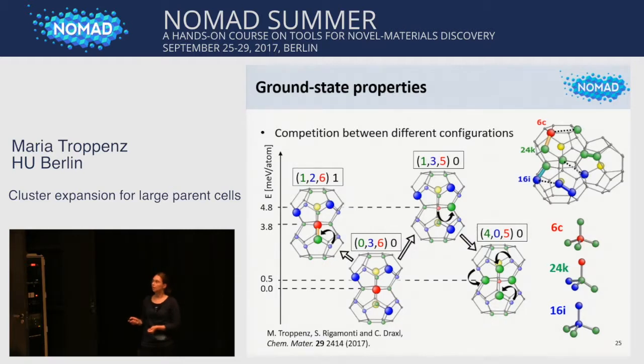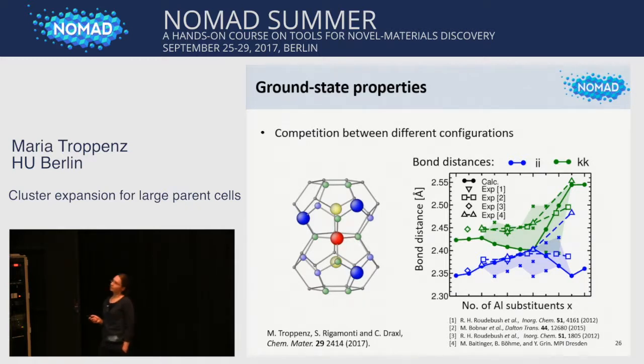Another possibility is to move out the aluminum atom from the 6C position and put it into a 24K position. That also costs some energy, which is 4.8 MeV per atom, but at the same time we can retain or regain this energy by moving the atoms which sit at the 16I positions to the 24K positions, and then we obtain by this simultaneous move a quasi-degenerate state which is similar in energy to the ground state.